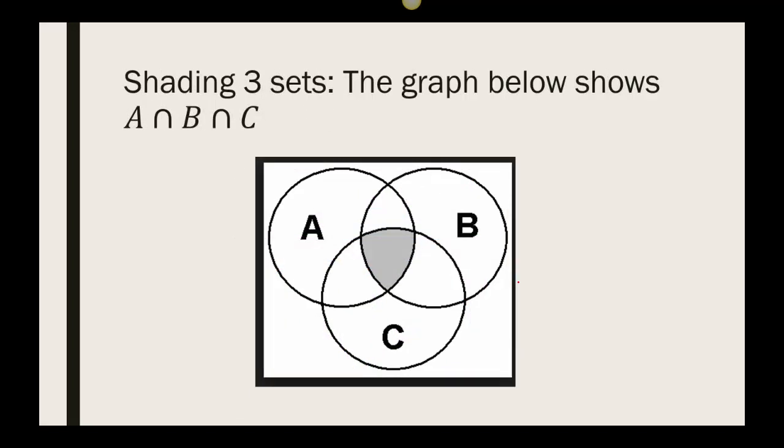Okay. If I bump up to 3 sets, that's okay. So A, B, and C, I just want to make sure that they all touch each other, so I have all these nice little intersection points. And what I'm looking for here is what do A, B, and C have in common, and this is what they have in common. So here's something that's in A, it's in B, and it's also in C.